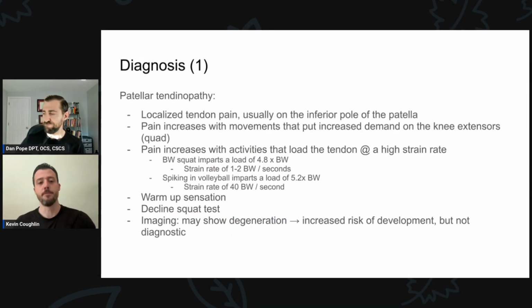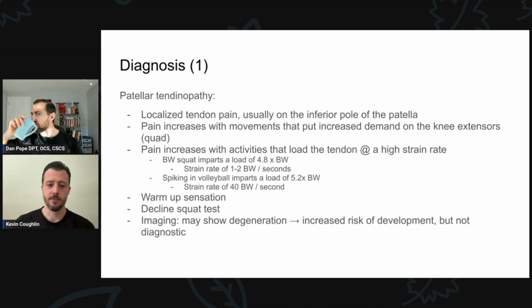All right. How do we diagnose this thing? So for patellar tendinopathy, I think it's relatively simple. There are some other things we'll talk about with differential diagnosis, but there's localized tendon pain, as I said on the previous slide, usually on the inferior pole of the patella. So it's not a very diffuse pain where you're getting pain all over the place, like patellofemoral pain can be. It's really right on the patellar tendon and that inferior pole.